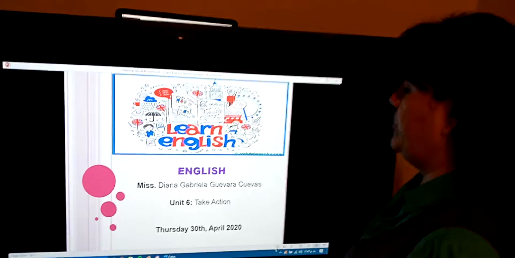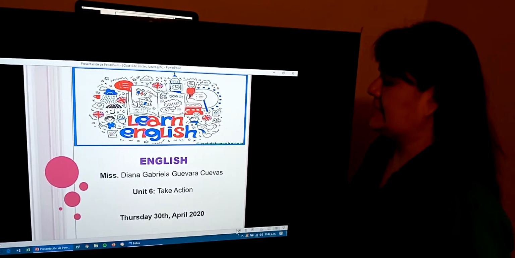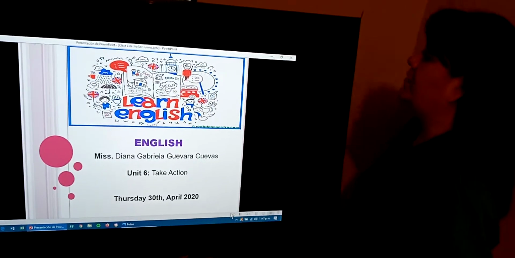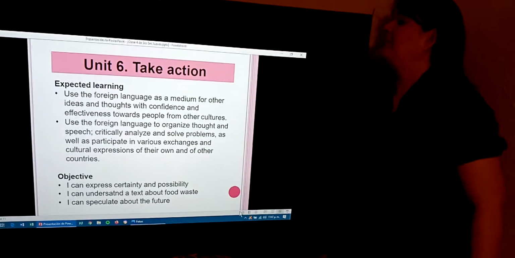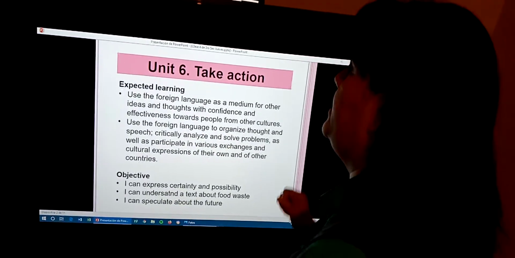Today is Thursday, 30 April 2020. Unit 6 is Take Action. Okay? This is Take Action in Unit 6. Let's see. Unit 6, Take Action, is about learning.